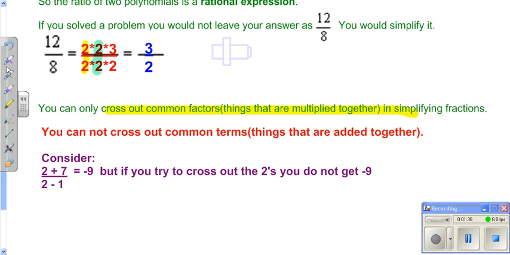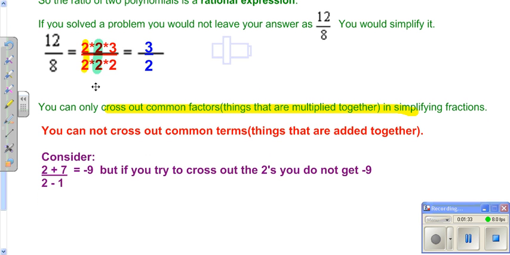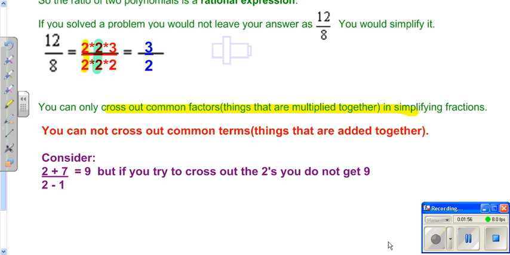Now, in simplifying rational expressions, you can only cross out common factors, like we have here, the 2's top and bottom. You cannot cross out common terms, things that are added to the top and bottom. Consider this one down here. If you have 2 plus 7 over 2 minus 1, following order of operations, you get a 9 on top and a 1 on the bottom. With 9 on top and 1 on the bottom, it simplifies to 9.